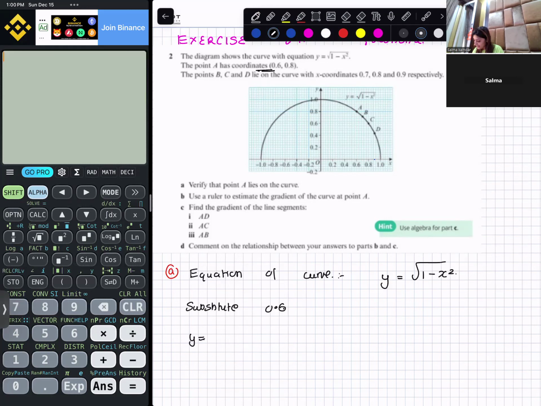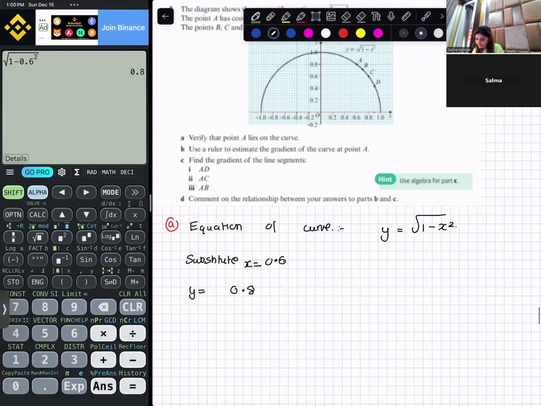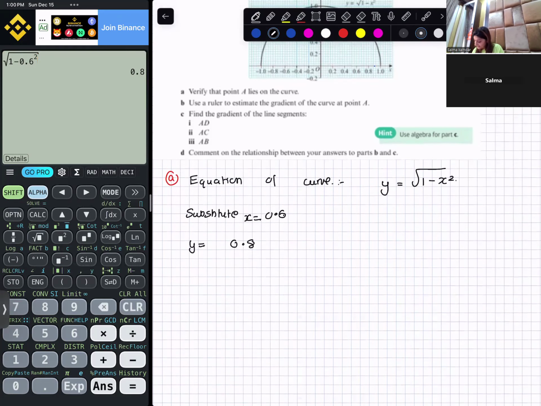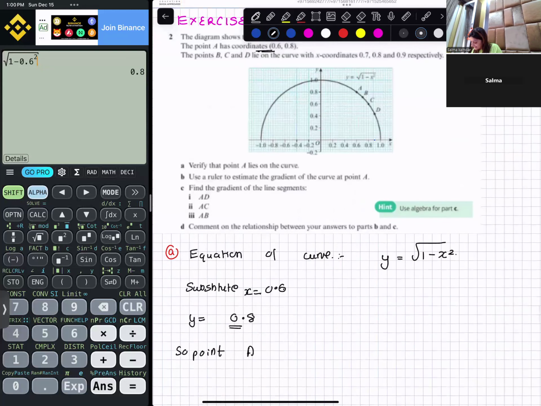So I'm going to get my y coordinate as, I'm putting it directly on the calculator. You need to write and then put the square root of 1 minus 0.6, the whole squared. So my y is equal to 0.8. Okay. Now since my y is 0.8, so what is my point A? My point A is (0.6, 0.8).